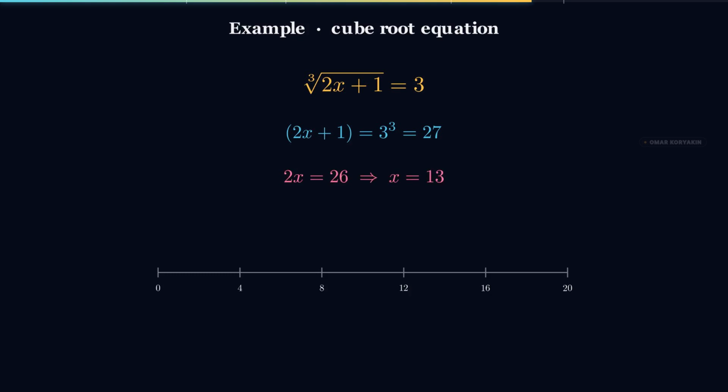Check. Substitute x equals 13 into the original. Cube root of 27 is 3, exactly matching the right side. The check passes. The cube root case is cleaner because cubing preserves sign and produces no false candidates.